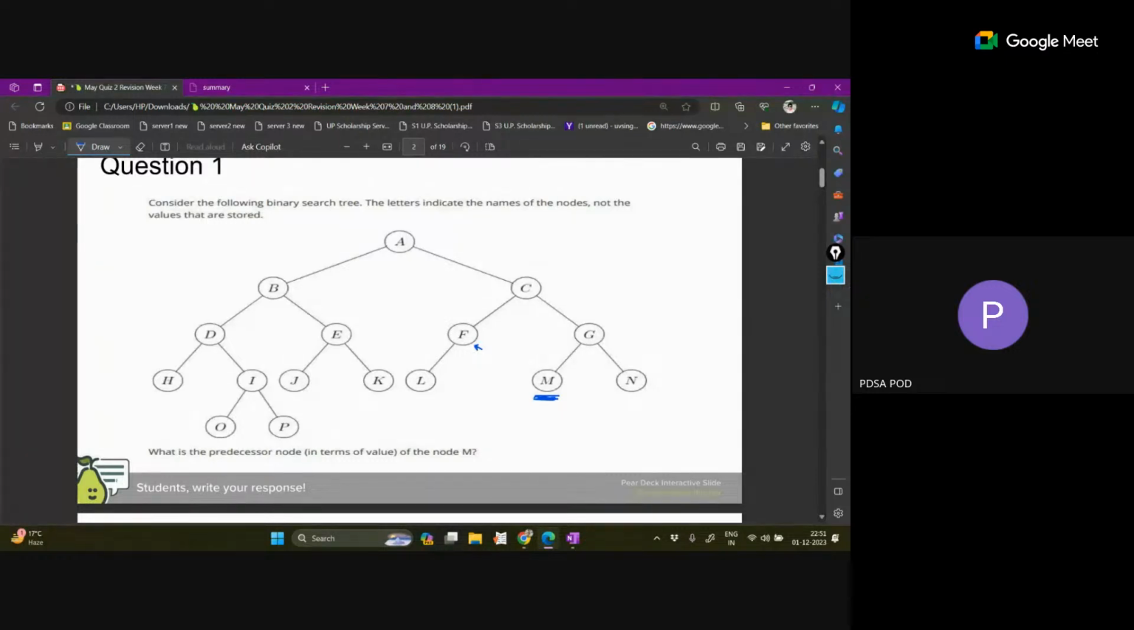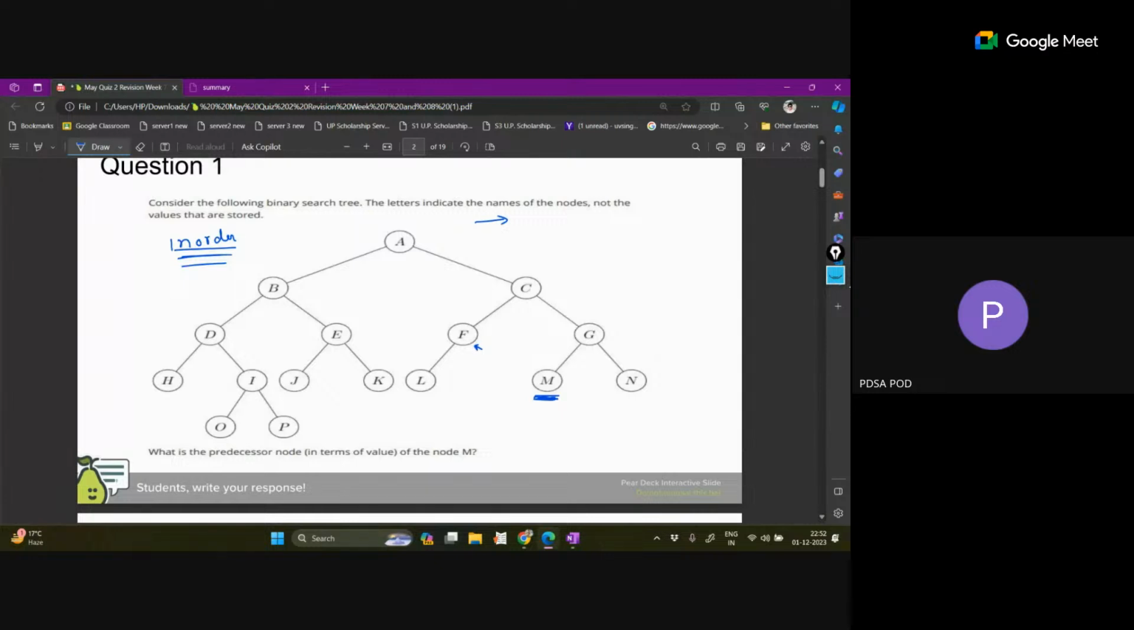Predecessor means just the nearest smaller value, and successor means just the nearest greater value. So how can you find these? If you know the traversal, how can you traverse a binary tree or binary search tree? You can apply the in order traversal for this tree. In order traversal will always generate an increasing sequence, and after that you can simply decide which value comes just before this M.